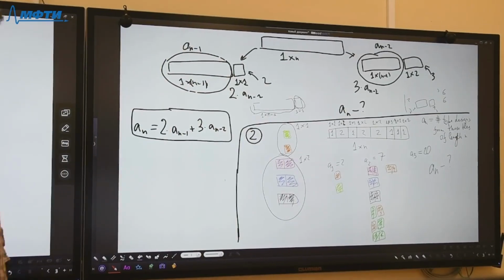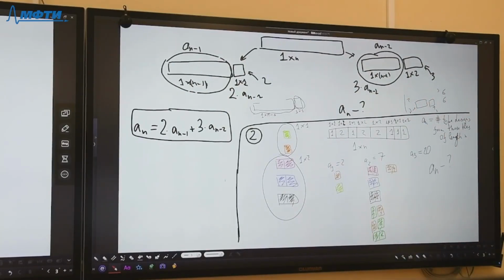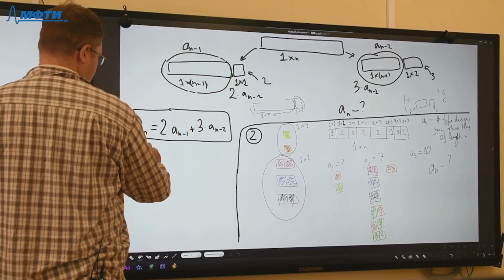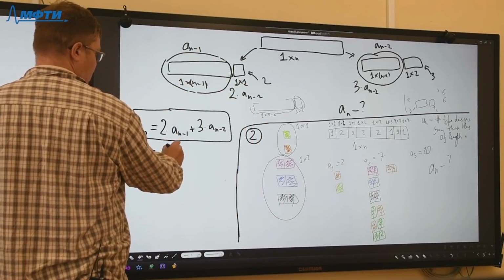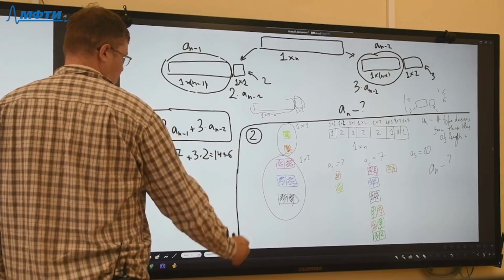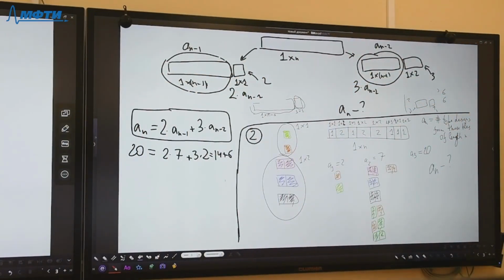So from this, you can continue by our algorithm to find the formula for a_n. For example, let's check that. a_4 should be 2 times 7 plus 3 times 2. Yeah, that's correct. So it is true for our subsequence here.